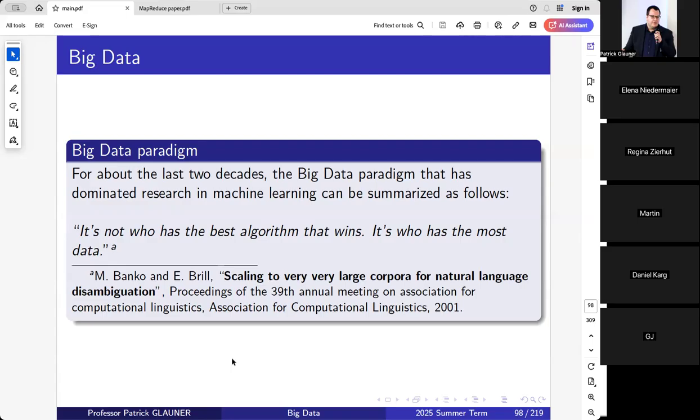But this paper is often associated with a statement. This statement is not made in the paper. It was more like a consequence, how people interpreted the paper. And the sentence is something like, it's not who has the best algorithm that wins, it's who has the most data. This is something that is often seen as a consequence of this big data approach in machine learning. Do you agree? Would you say it's true that it's not who has the best algorithm that wins, it's who has the most data? Do you agree, disagree, yes?